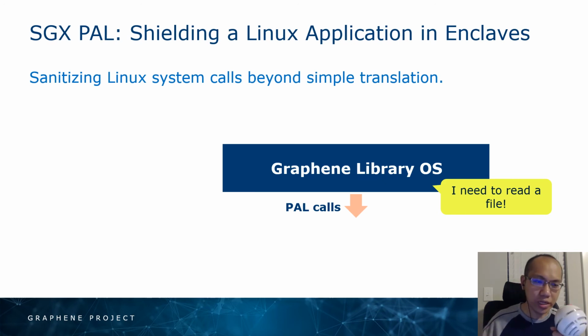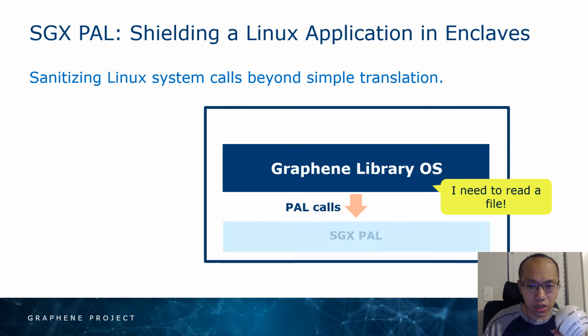However, the PAL you really want to use for confidential computing is the SGX PAL. This SGX PAL not only translates the Linux system calls, but also shields your Linux application inside the enclave from any malicious Linux system call results. So think about the same scenario where the Graphene library OS wants to read a file. It issues PAL calls to this SGX PAL layer. Because the whole Graphene library OS and SGX PAL run inside the enclave, they are protected from the untrusted host.